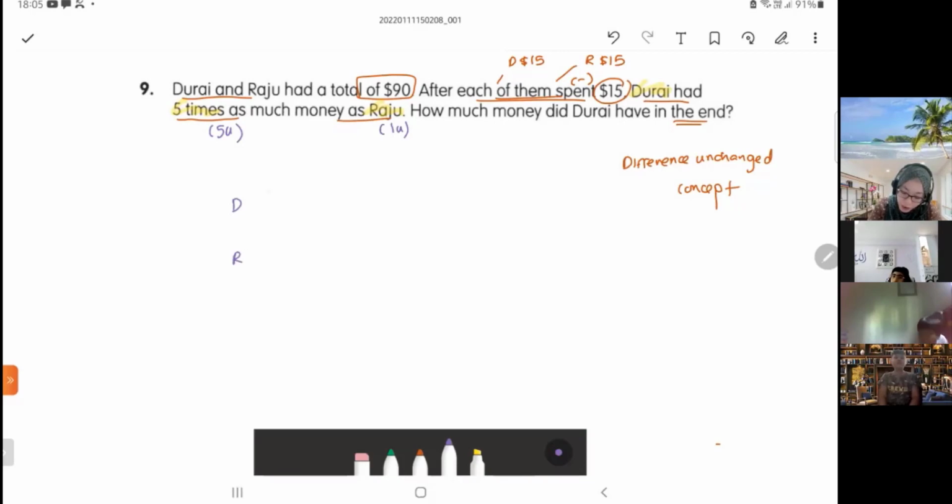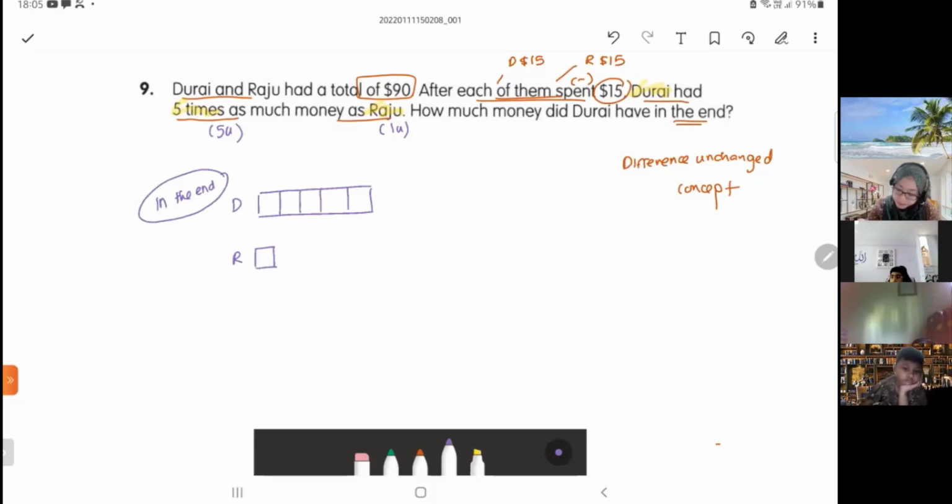Durai and Raju. So you draw Durai 5 parts. 1, 2, 3, 4, 5. Then Raju 1 part. Like this, okay? Then you know that this is in the end. This is in the end. Right. Then I want to put back whatever they spend. They spend $15, right? So this is the effect after they spend 15. They spend $15. Here also spend $15. So roughly the 15 make it the same, okay?